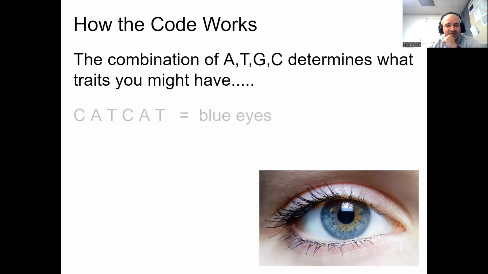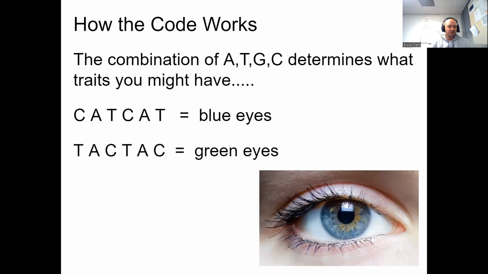Here is a very oversimplified example, because genes tend to be several thousand base pairs long, but a particular combination will code for blue eye color. A slightly different combination will instead build a green eye. So what combination of A's, T's, G's, and C's you have, that is your literal genetic code.